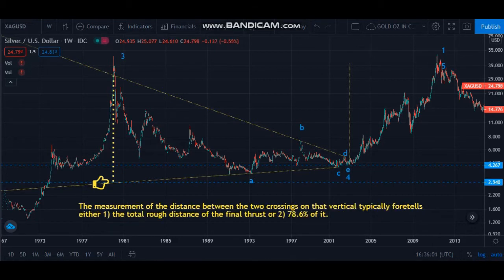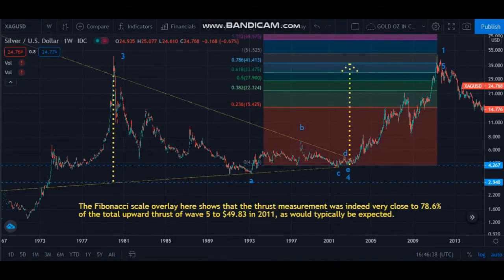The measurement of the distance between the two crossings on that vertical typically foretells either 1. the total rough distance of the final thrust, or 2. 78.6% of it. The Fibonacci scale overlay here shows that the thrust measurement was indeed very close to 78.6% of the total upward thrust of Wave 5 to $49.83 in 2011, as would typically be expected.